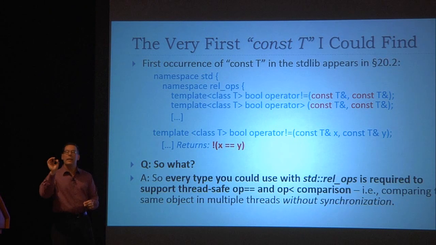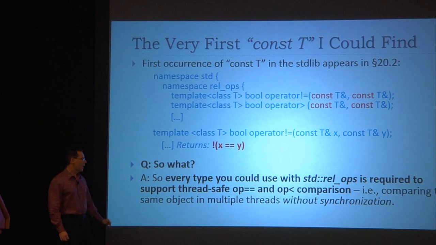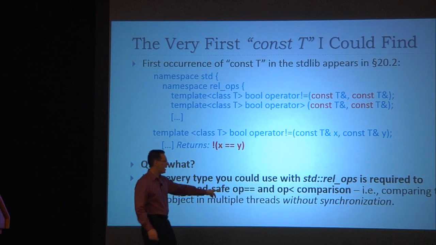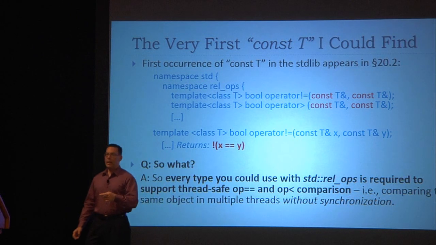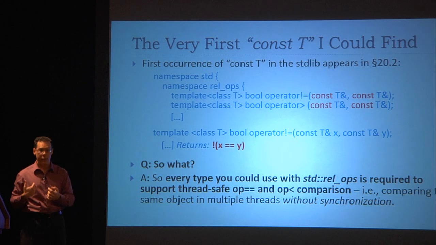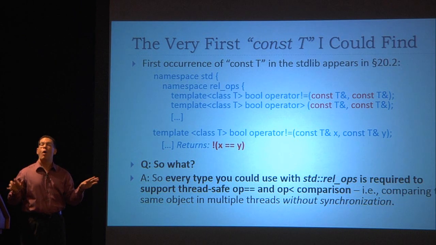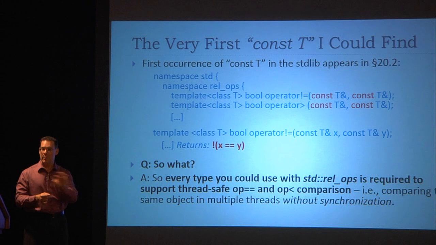And let me be even crisper. Every type you could possibly use with std relops is required to support thread-safe equality comparison. That means either it reads only the bits or it is internally synchronized, but it has to be thread-safe. So it could be that it just doesn't ever modify any of the bits, which is fine. Or if it does, it had better synchronize it. But it has to be thread safe.